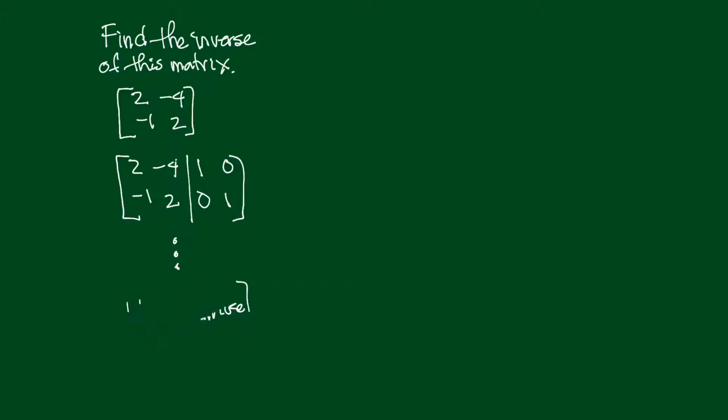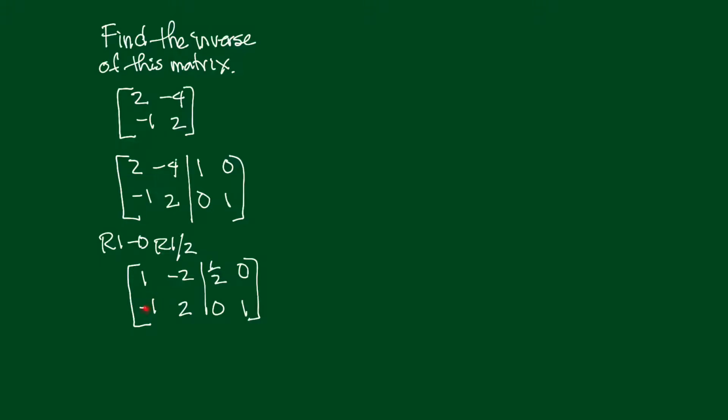First up, let's get rid of this and do our actual work here. So I'm going to start here with trying to get a 1 in this position. I can get a 1 in this position, as my pivot element, if I just divide by 2. So row 1 will become row 1 divided by 2. And that is going to look like this. Just divide every element in that first row by 2. It'll be 1, -2, 1/2, 0. Row 2 stays the same: -1, 2, 0, 1.